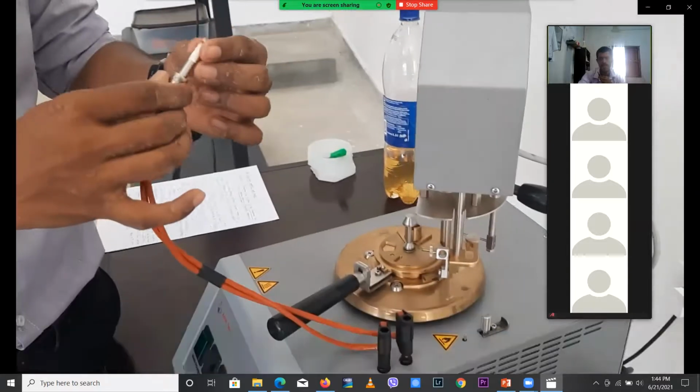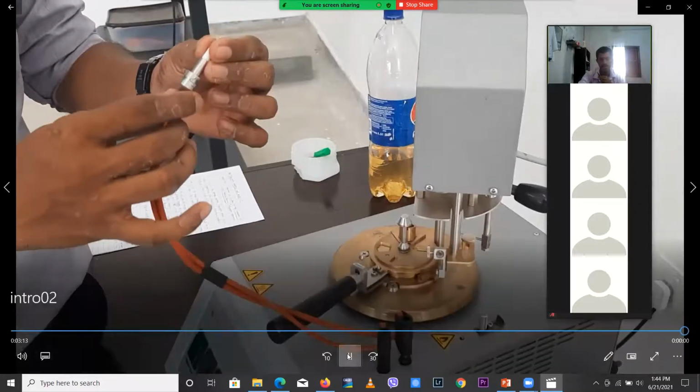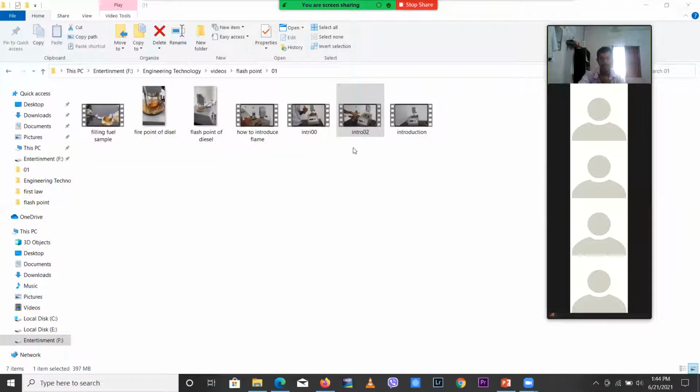The other one I am holding in my hand is the heating coil. I already told you, there's an electric wire that will connect with the heating coil, right? There's a lot of videos. So wait.